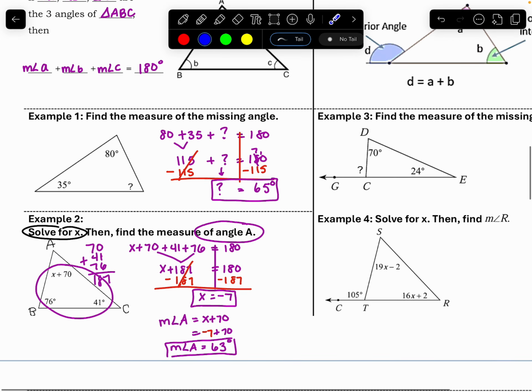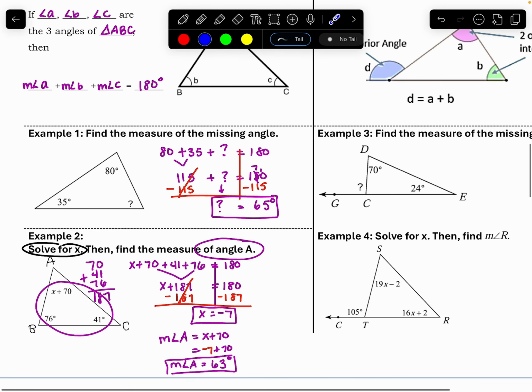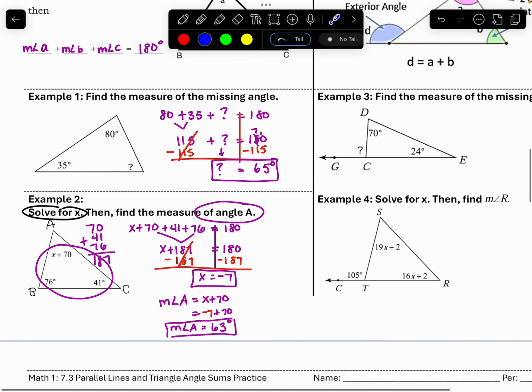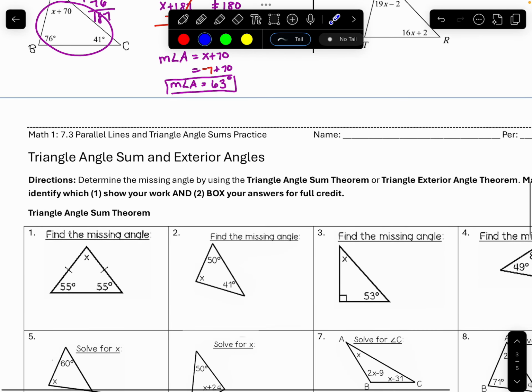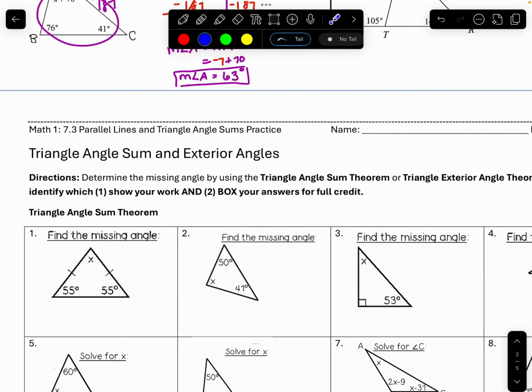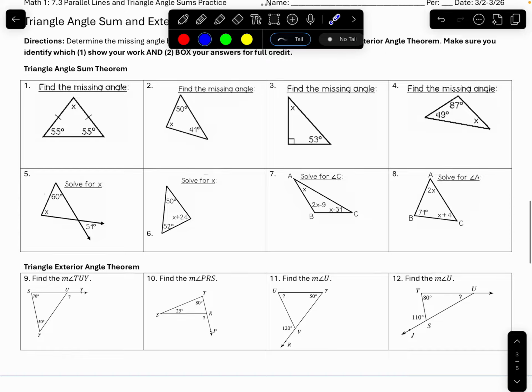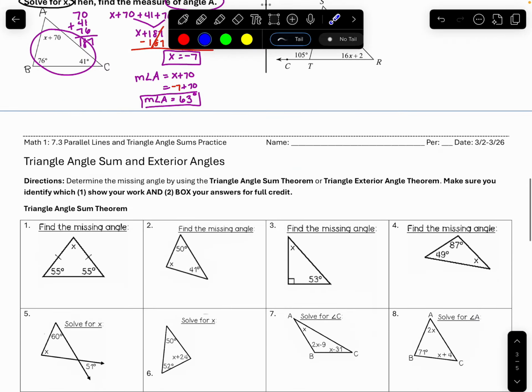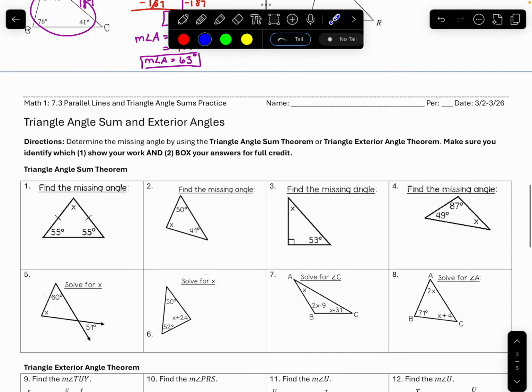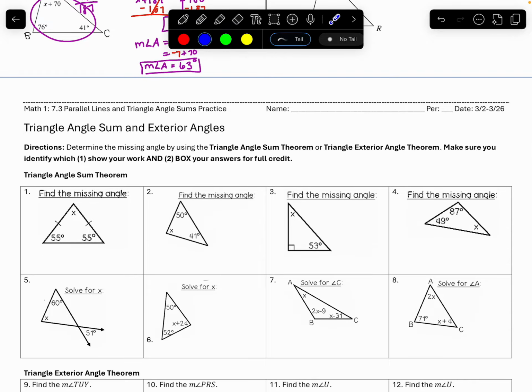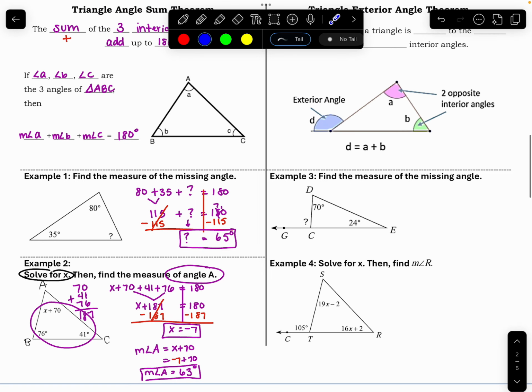Okay, so please try your best on the worksheet. I'll go ahead and pause here. And the sub should be passing out the worksheet. I think you guys will only do numbers 1 through 8 for today. Only do 1 through 8. It says show your work and box your answers for full credit. If you have any questions, Google. You guys have Google. Don't worry about the right side until Tuesday.